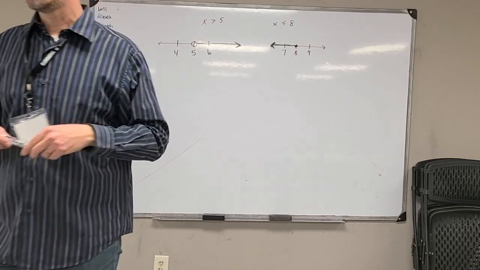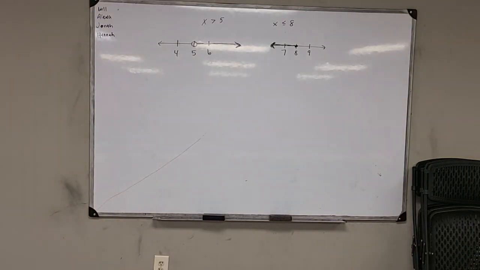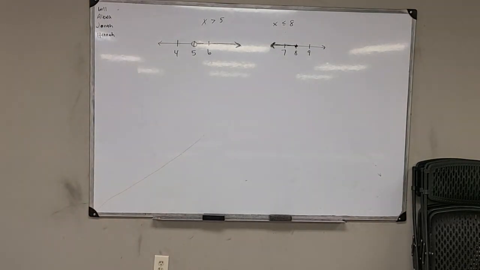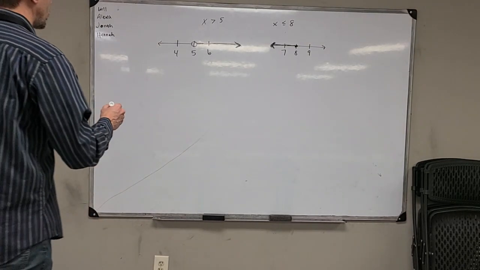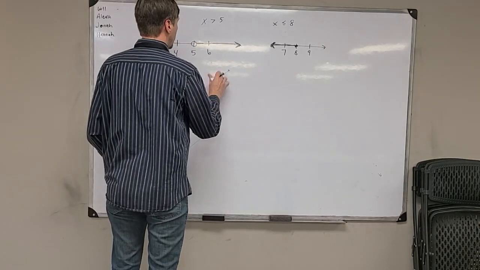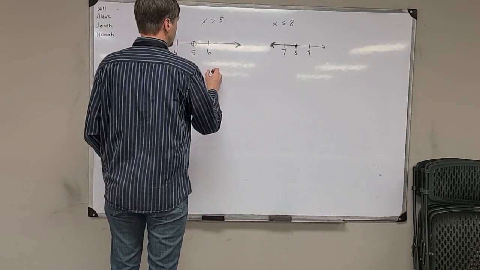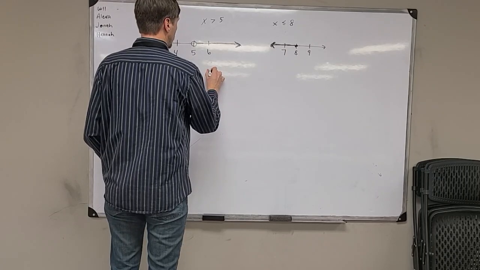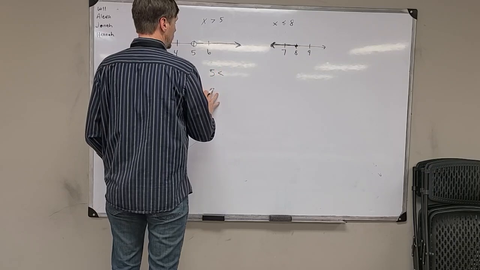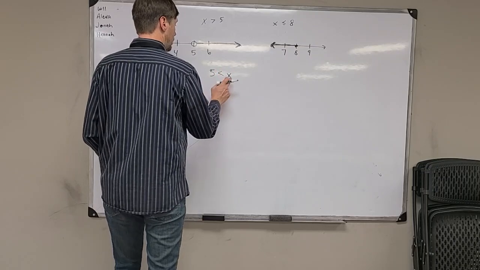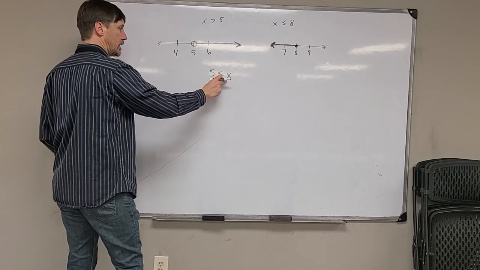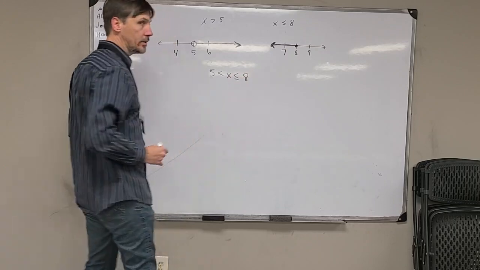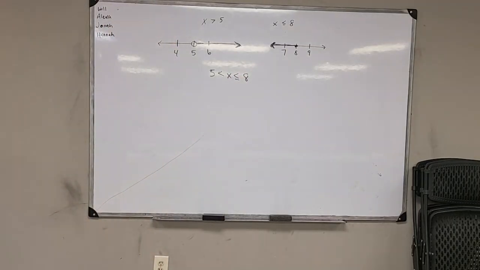Now we're gonna put these things together, and we're going to have something that looks like this. We're going to say 5 right here, and we're going to say x is greater than 5. I put the x on this side, so it opens up to the x. So x is bigger than 5, but then x is less than or equal to 8. So now we have statements like that.